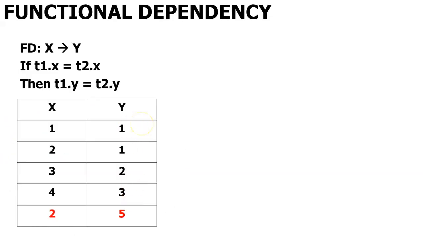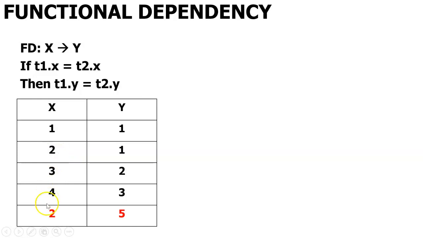Coming to checking this functional dependency, I have X giving Y, and I have to prove that Y is completely dependent on X. For that, I have to check the condition that if T1 of X equals T2 of X, then T1 of Y should be equal to T2 of Y. When I take 1, there is no other 1, so 1 gives 1, no problem. When I take 2, we have two 2's here. This is T1 of X and this is T2 of X. T1 of X is 2, T2 of X is also 2.